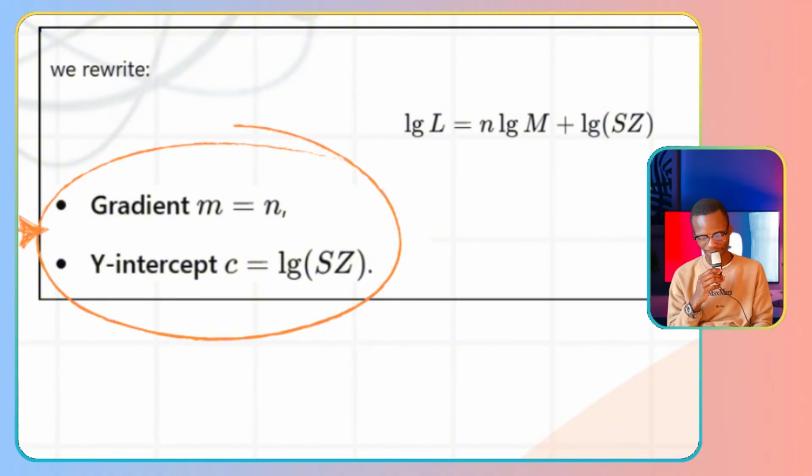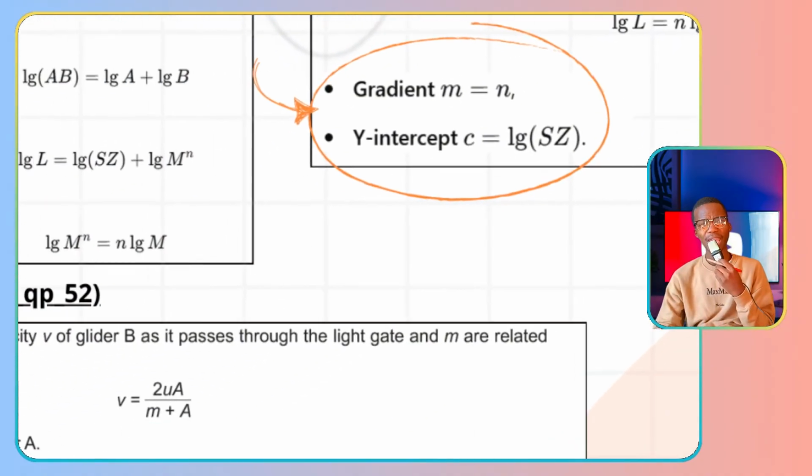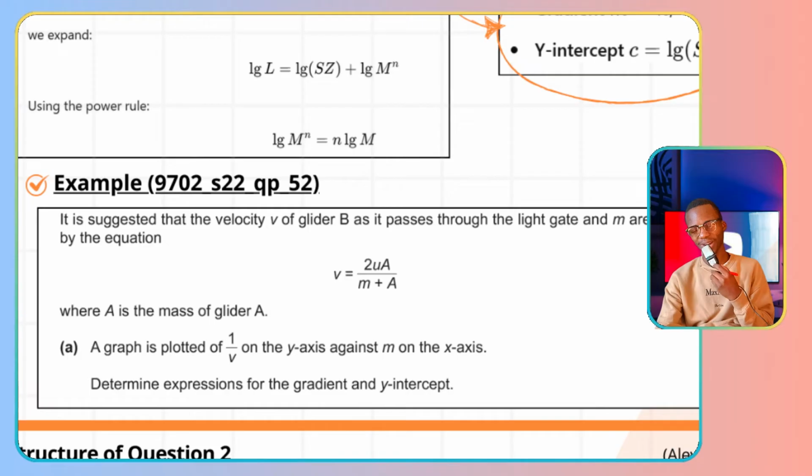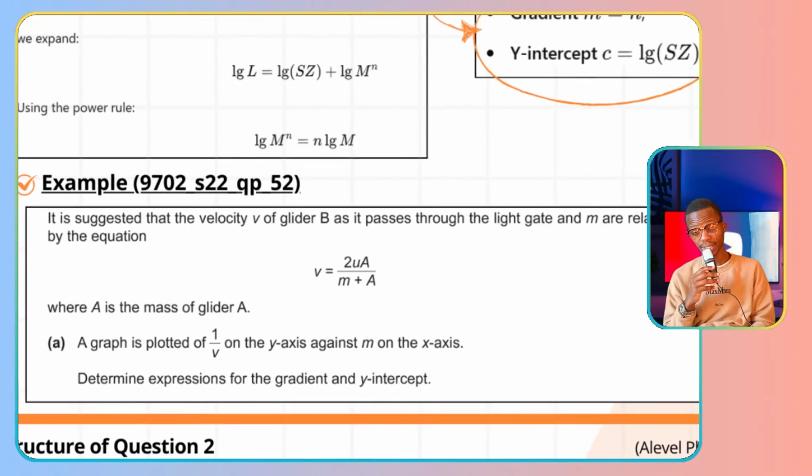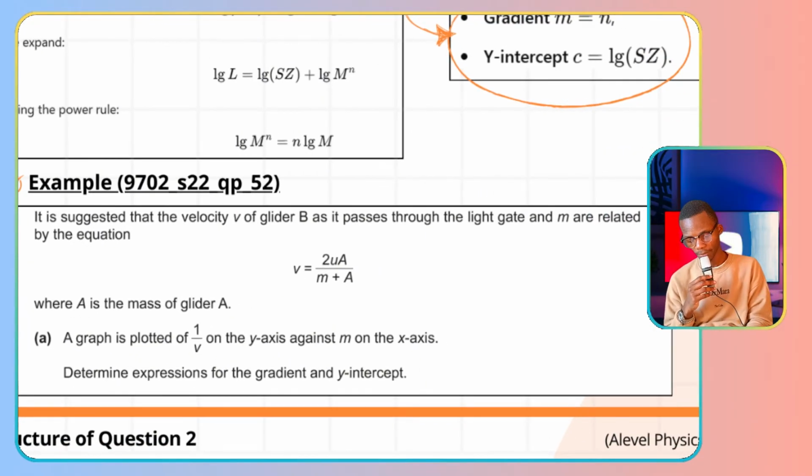Let's go to another example. We're going to go through a lot of examples, so try them on your own. Pause the video, try it out, and then tell me if you're able to get it correct. The next part, we suggested that the velocity v of a glider, as it passes through the light gate, and m are related by the above equation. So we're given that equation, v is equal to 2u divided by m plus a, where a is the mass of the glider. A graph of 1 over v on the y-axis against m on the x-axis is plotted.